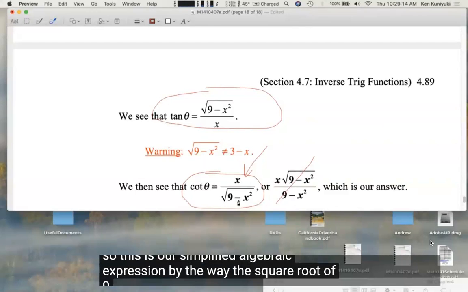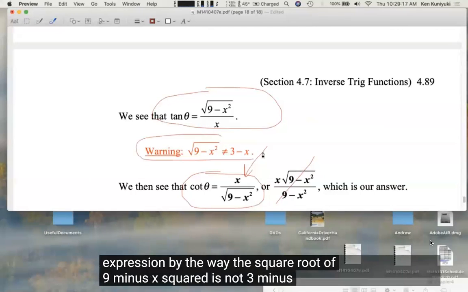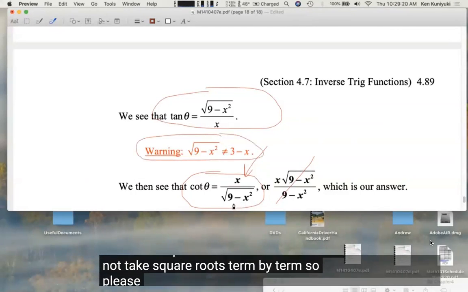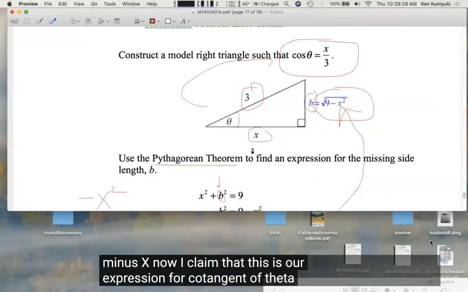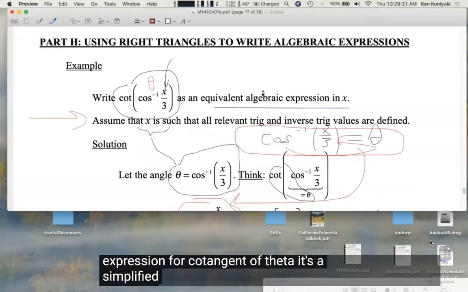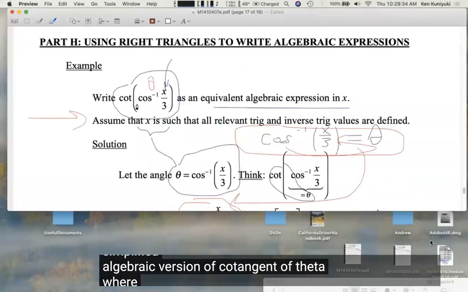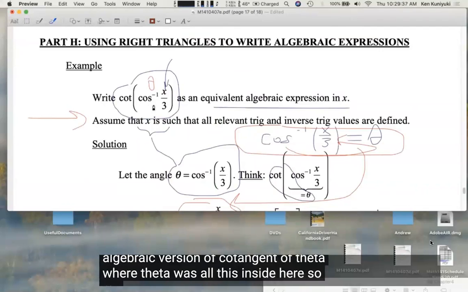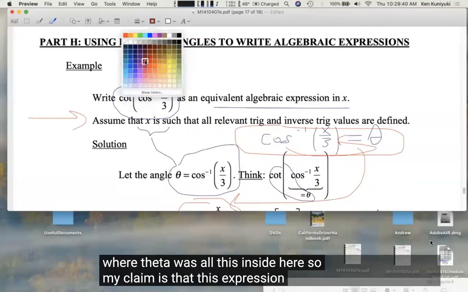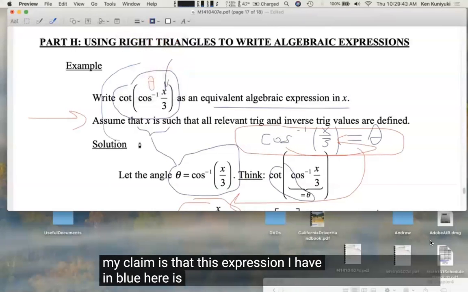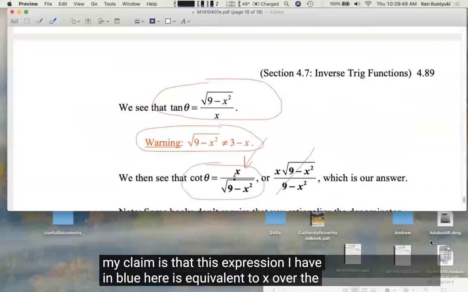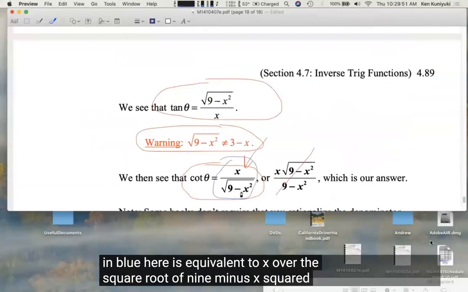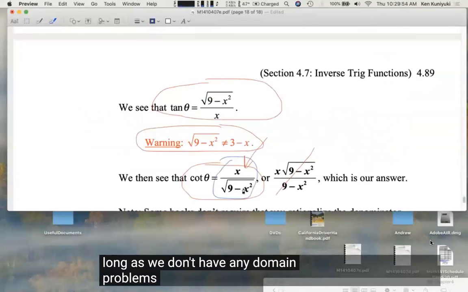By the way, the square root of 9 minus x squared is not 3 minus x. We do not take square roots term by term. So please do not try to simplify this to 3 minus x. Now I claim that this is our expression for cotangent of theta. It's a simplified algebraic version of cotangent of theta, where theta was all this inside here. So my claim is that this expression I have in blue here is equivalent to x over the square root of 9 minus x squared, as long as we don't have any domain problems.